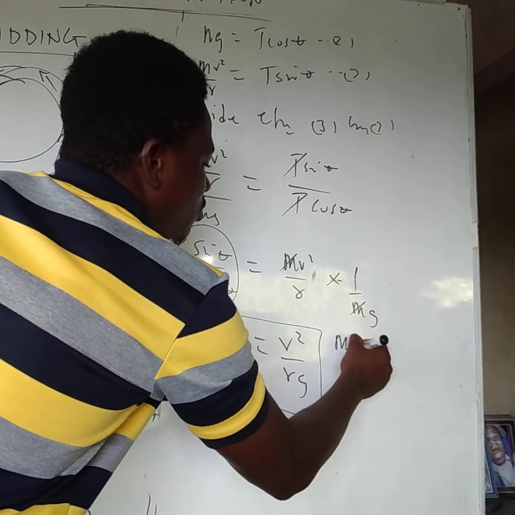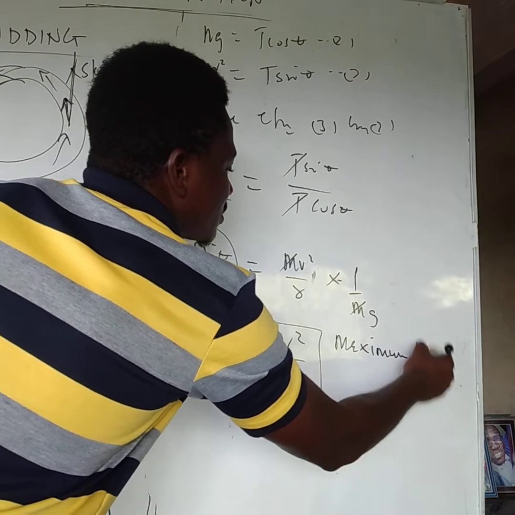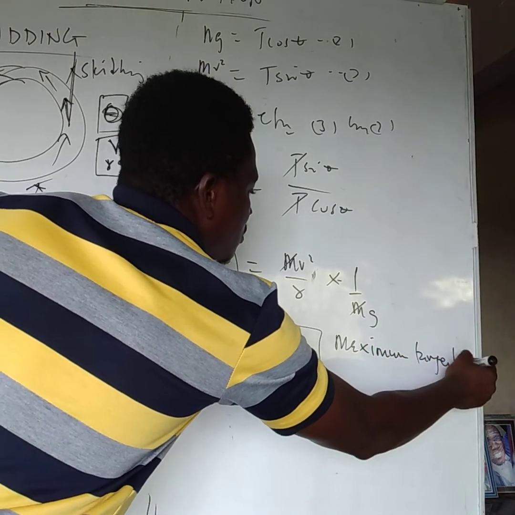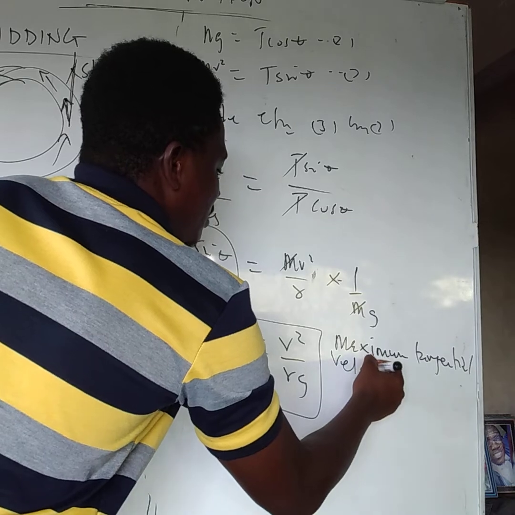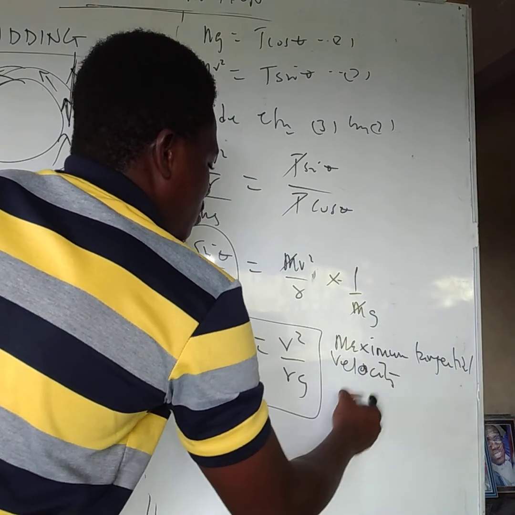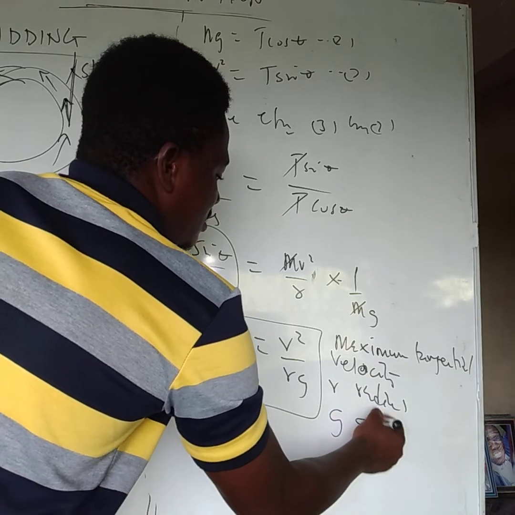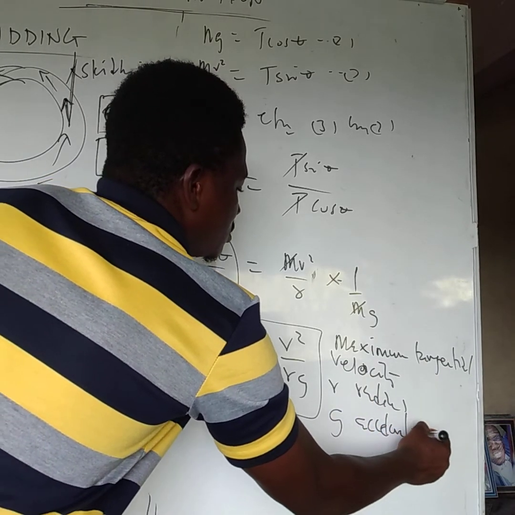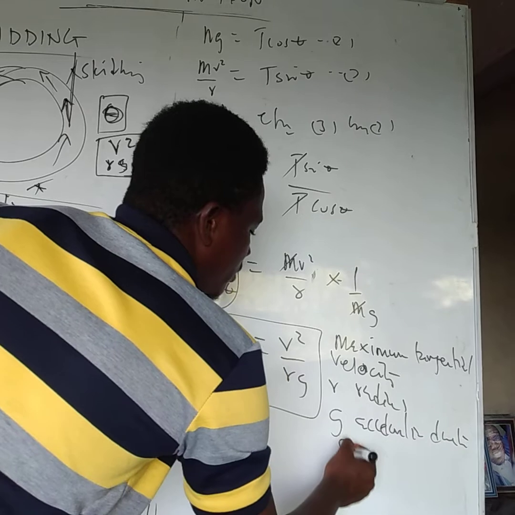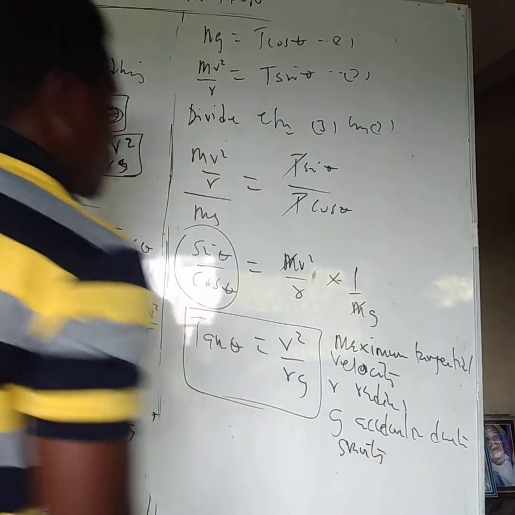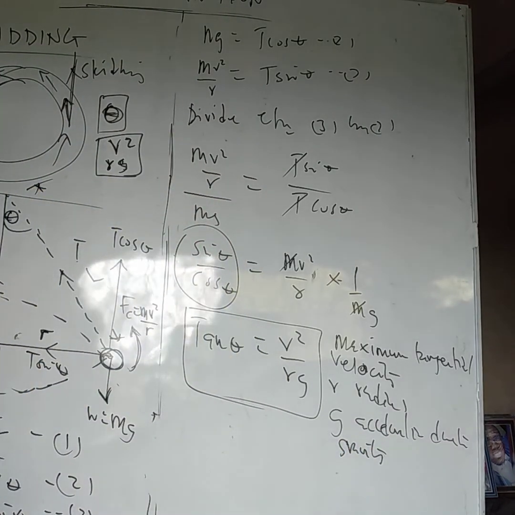So this is the relation between theta, v, and r, g, where v is the maximum tangential velocity, r is the radius of the circle, and g is acceleration due to gravity. Okay, so we can just try a few questions on that.